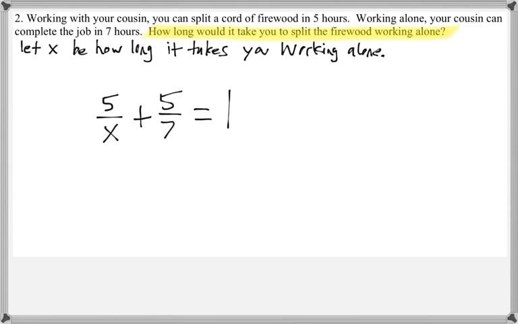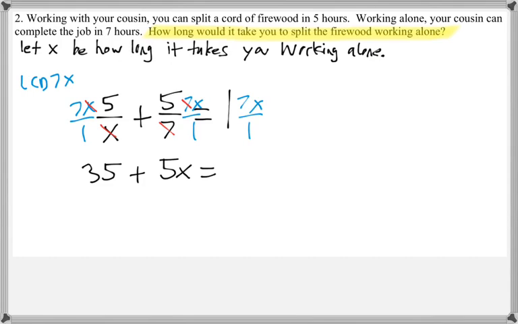Okay, my LCD is 7x, and I want to multiply each of these by 7x. And the fractions should go away. So this would be 7 times 5 is 35 plus 5x is equal to 7x.